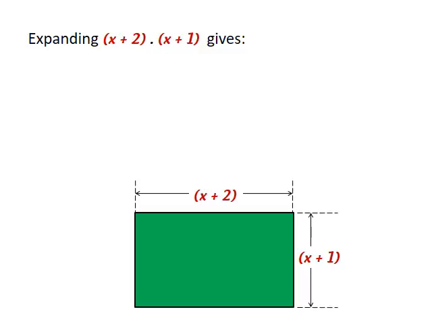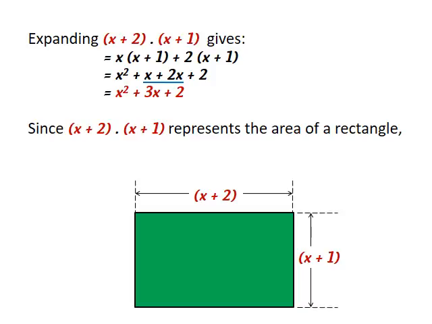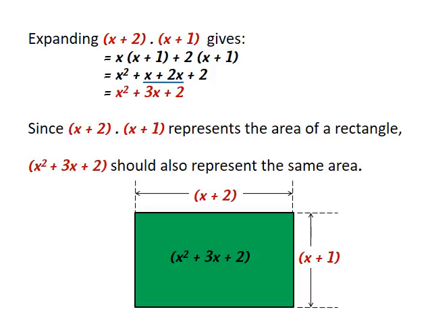So now to find out the area of this rectangle, what we need to do is expand this multiplication. These are the things which you are all familiar with. So we get x square plus 3x plus 2. So since x plus 2 multiplied by x plus 1 represents the area of a rectangle, this x square plus 3x plus 2 should also represent the same area.